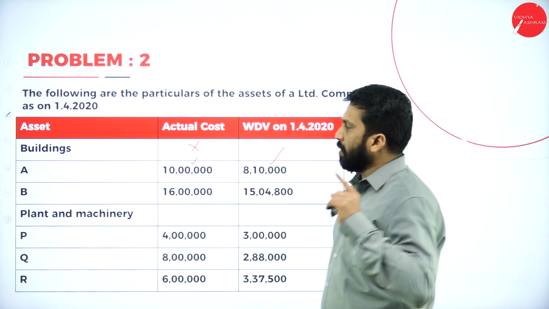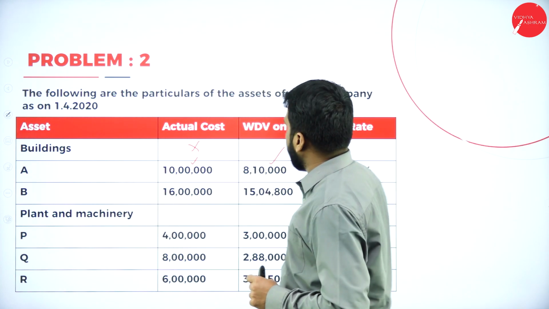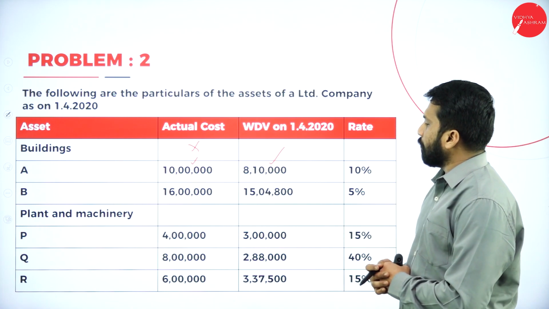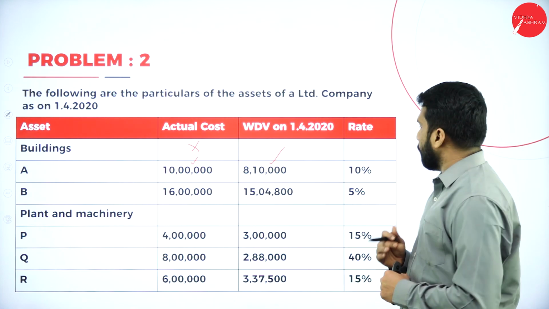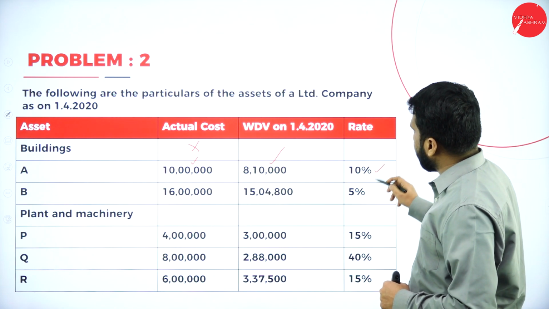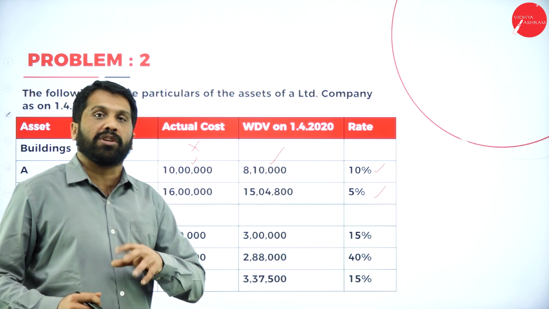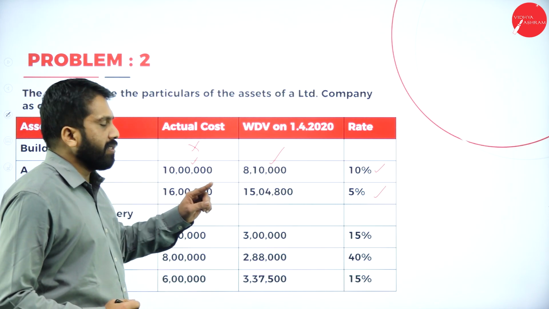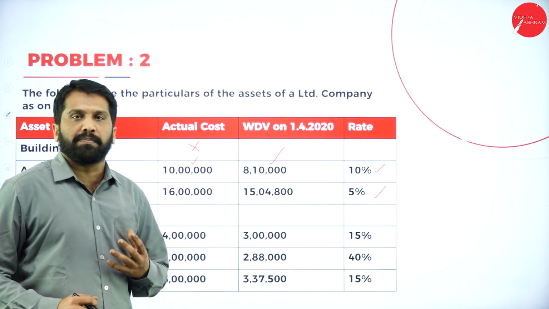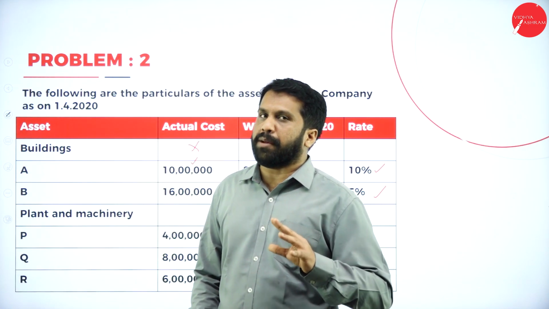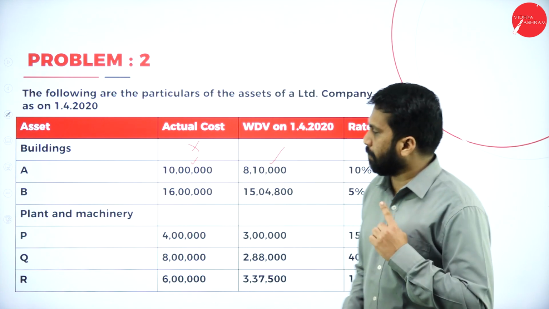Now, you have building A and B. A is 8,10,000, B is 15,04,800. Now, what is the percentage? One is 10%, another one is 5%. Why is it 5%? It is for residential purpose. Why is it 10%? It is for commercial purpose. So you have two types of building. One is 5%, another one is 10%.